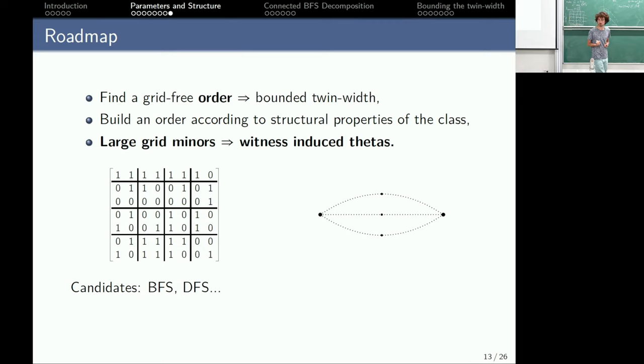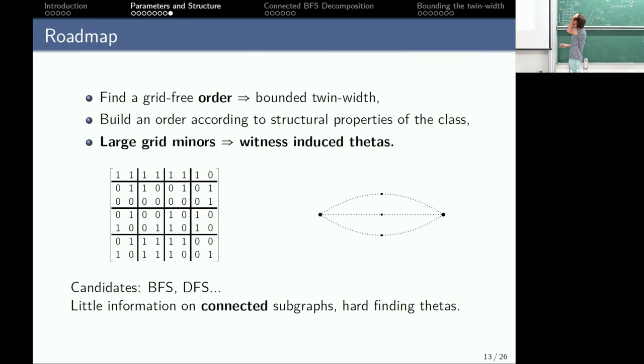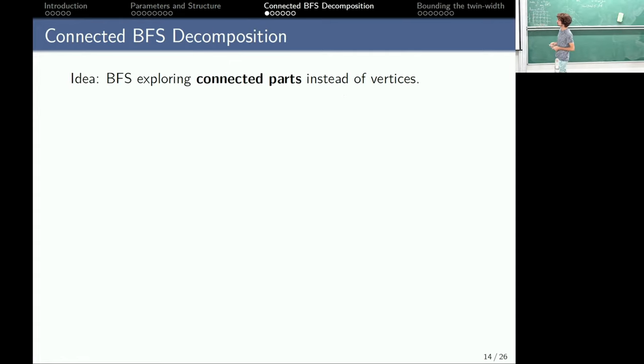The first thing you can think of are again BFS or DFS, but your BFS kind of skips a vertex at every layer and doesn't follow connected vertices, and in a DFS you also skip at the end of branches. These orders don't provide enough information on connected parts, so connected induced subgraphs, which we need to somehow see thetas. So the idea is to generalize a BFS such that instead of exploring just vertices, starting from one vertex and looking at its neighborhood and so on, we explore connected parts.